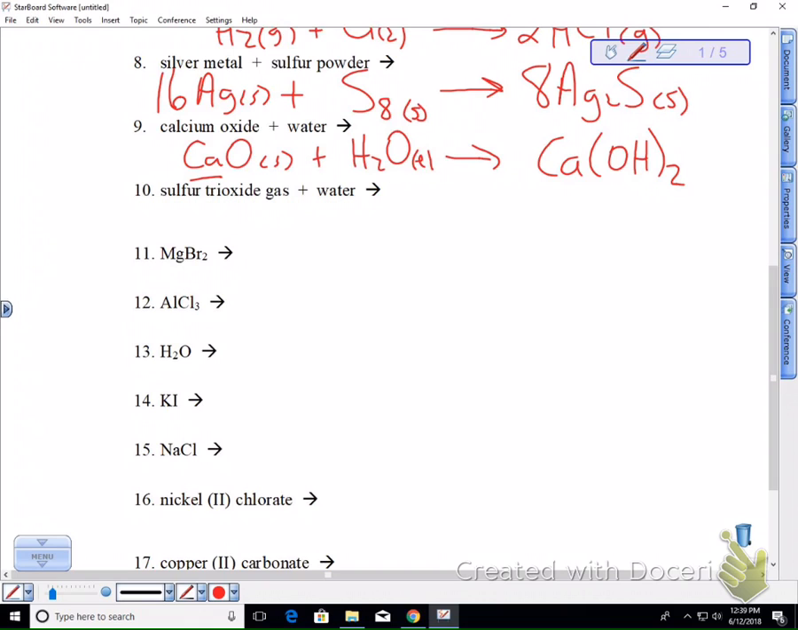Now this is a water environment, so we use our solubility rules to determine if this ionic compound will be solid or aqueous. Calcium hydroxide is a strong base. It will be aqueous. And I'm just double checking, yes, we are balanced, so we're good to go on that one. All right, number 10 is a different type of synthesis. Sulfur trioxide, from our covalent naming rules, is a nonmetal oxide.